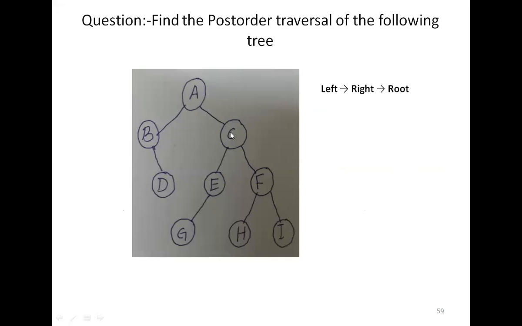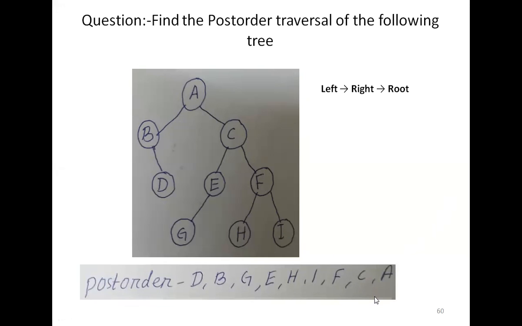No, sir. Okay, now you do this: find the post order traversal of the following tree. Om Tiwari, tell. Yes, sir. D, B. Then G. Then E. Then H, I. Then F. After F, E? No, C. After C, A. Yes, good. So this is the post order traversal.